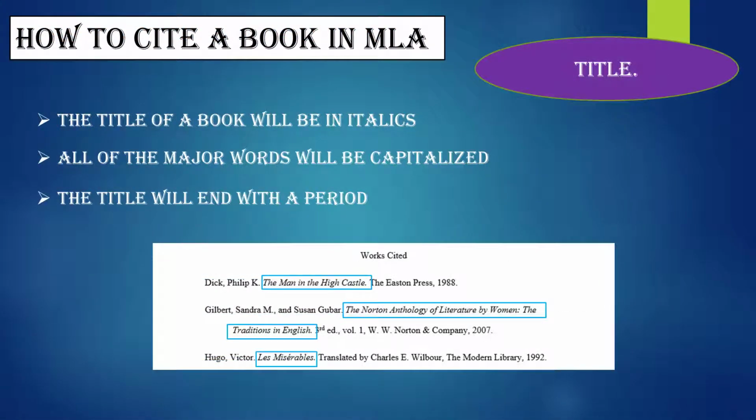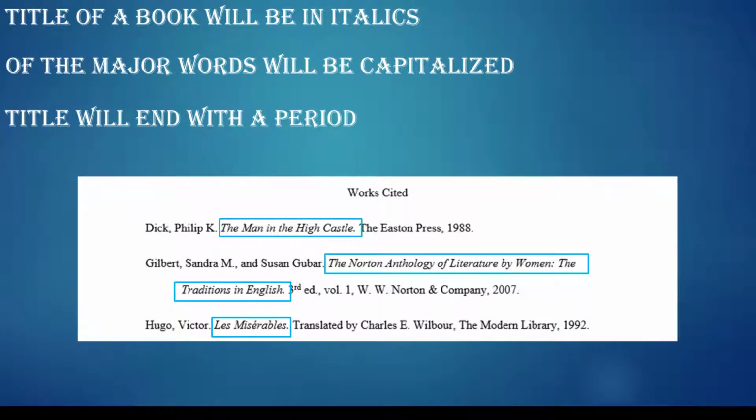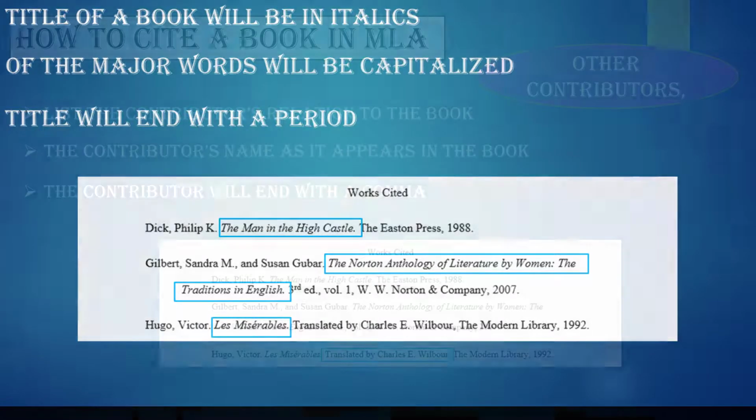The next element will be the title of the book. This will be in italics and all the major words will be capitalized. Note that the first word of the title and the first word of the subtitle will also be capitalized. The title element will end with a period.